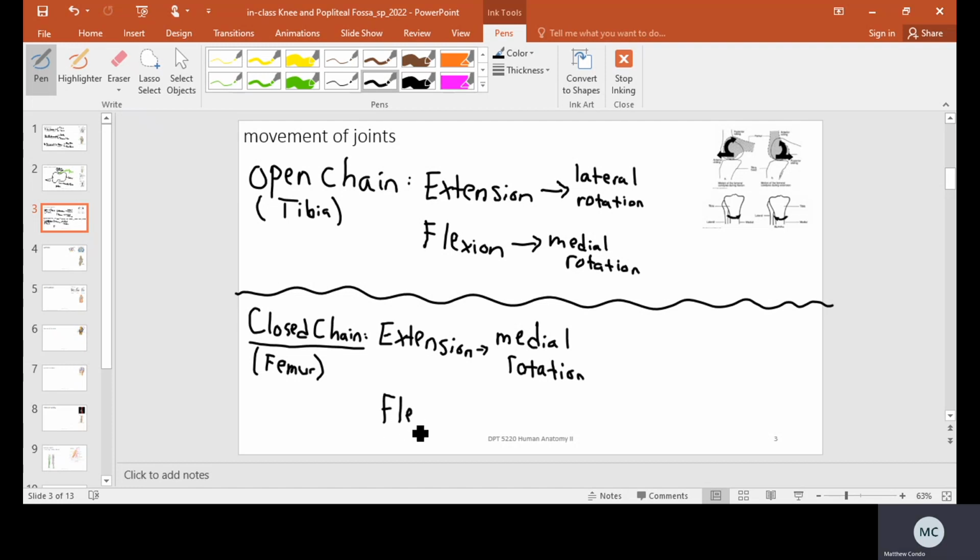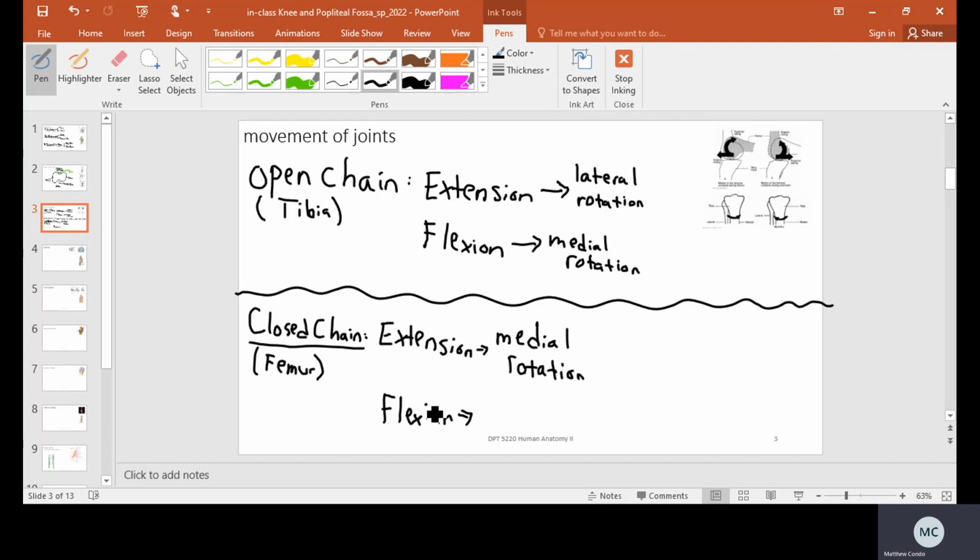If I am flexing, and I'm moving from 0 degrees, standing straight up, and I'm squatting down to 30 degrees, the lateral femoral condyle still is going to hold tight. The medial femoral condyle, as I'm flexing, is going to start moving and sliding, causing lateral rotation. Okay?